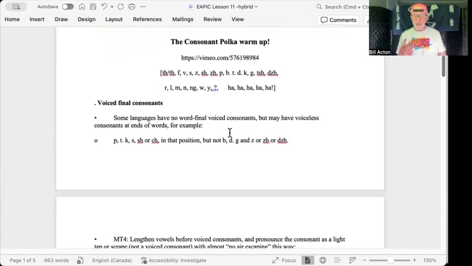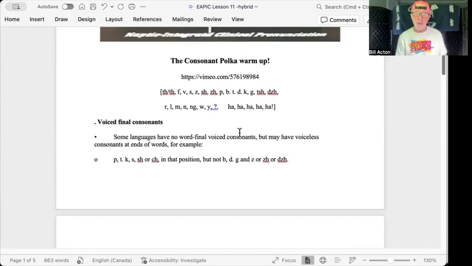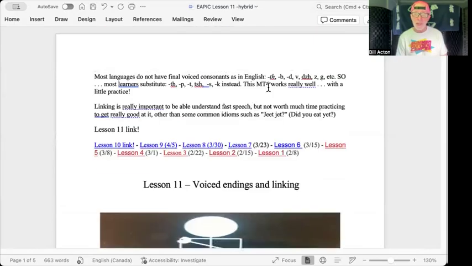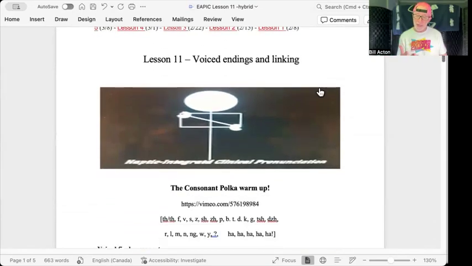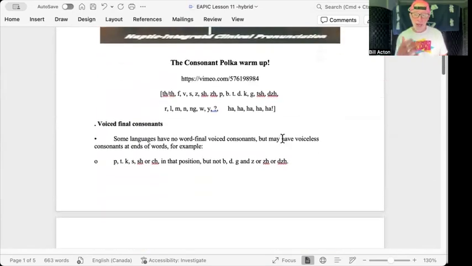Okay, so tonight we've got two things, voiced final consonants. In other words, these, b, d, v, j, z, g at the end of a word. Like I said, many languages don't have those. They have the lighter consonants. Even for most people speaking English as a second language, if instead of b you use p, or instead of d you use t, or instead of g you use k, it'll come out okay. People will be able to understand you.